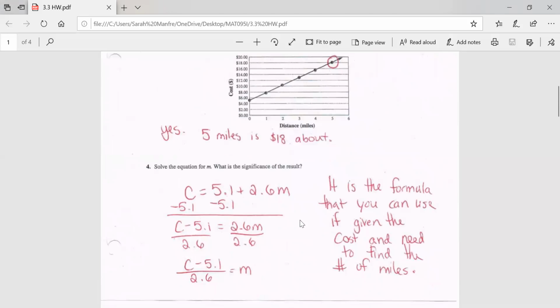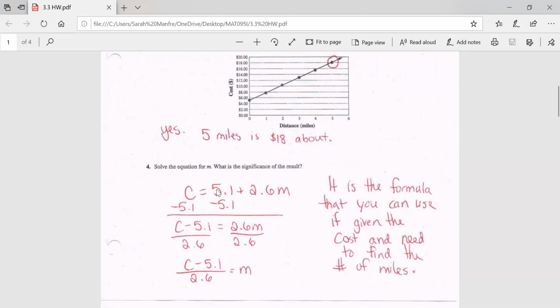Question 4 is getting into literal equations. So we did this in lesson 3-3, just this one. It says solve the equation for M. So to solve this equation for M, I want to make it so that the equation says M equals, like I have down here on the bottom.